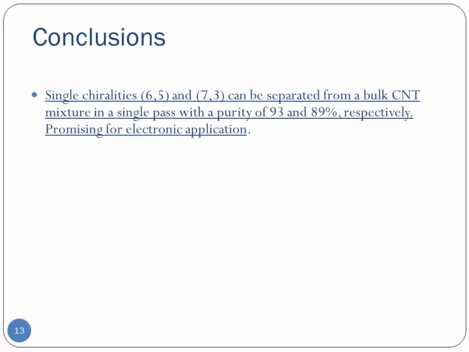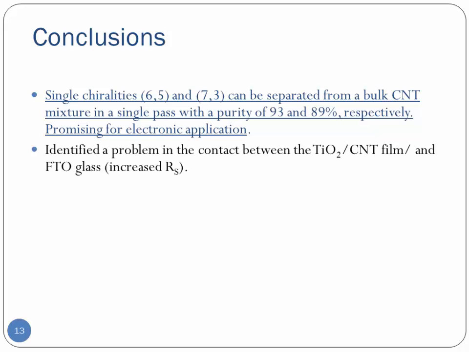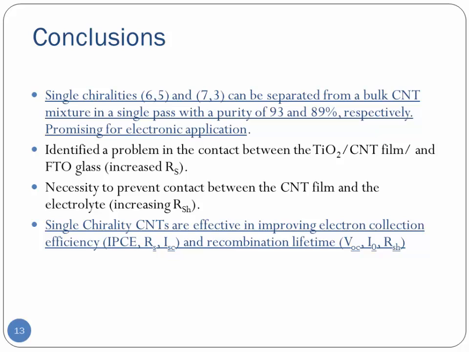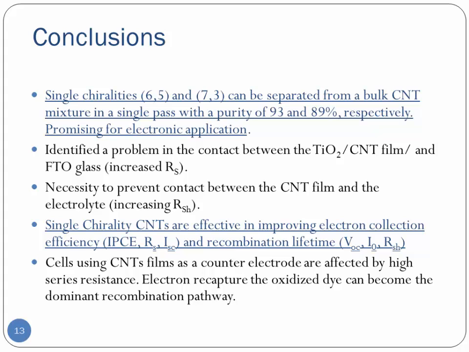So, conclusions. First, we managed to separate single chiralities 6,5 and 7,3 in a single shot with one chromatographic pass. And it's promising for applications, I guess. Second, we identified that there are problems with the series resistance due to the contacts. Third, we have to protect the carbon nanotubes from the electrolyte, shield them from the electrolyte. Fourth is that there is an increase of the efficiency and other photovoltaic parameters due to the single chirality, for the reason that we explained before. And last one is that we can use as a counter electrode a film of purified metallic tubes to decrease the series resistance of the cell.